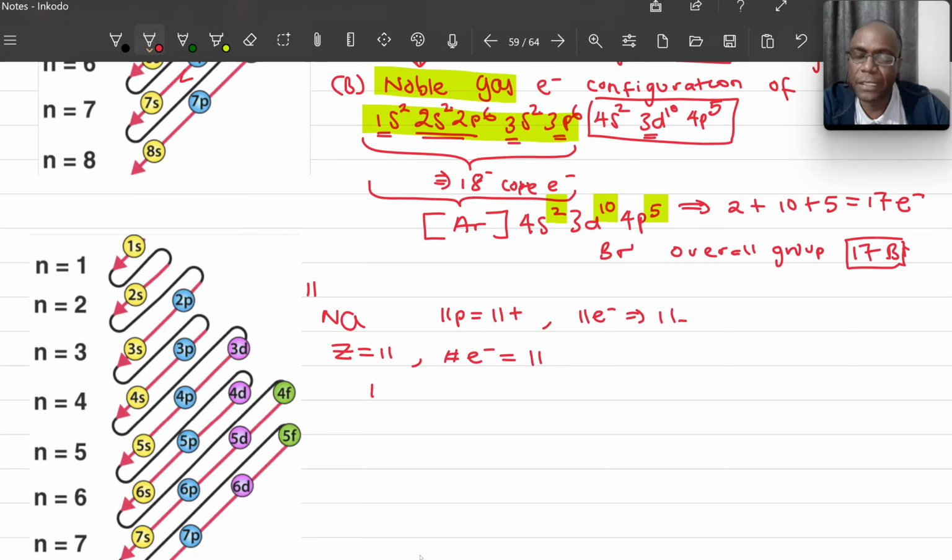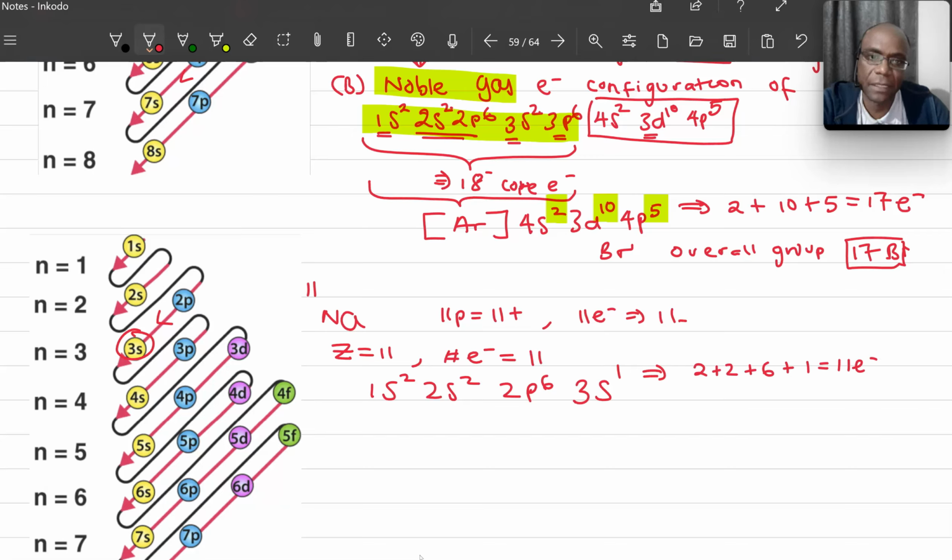So for the electronic configuration, we follow the trend. It will be 1s2, 2s2, 2p6. I've accounted for 10 electrons. Then I go to the 3s. I'm just following the trail. It will be 3s1. If you sum up all these, 2 plus 2 plus 6 plus 1, you're going to get 11 electrons accounted for. Okay? So now this is what we call the complete electronic configuration.